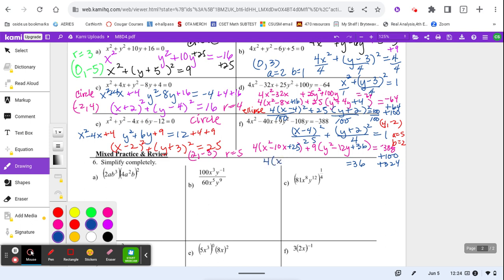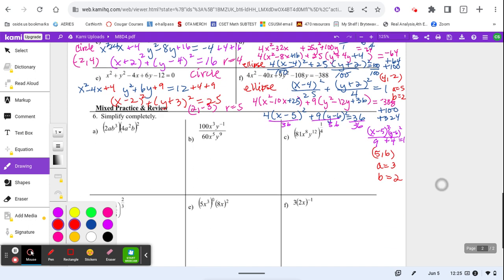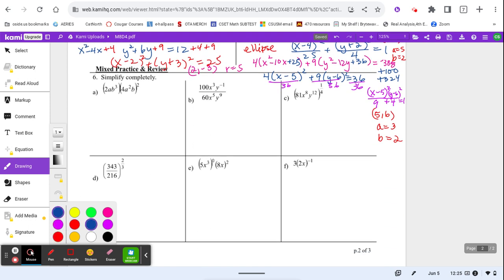And so we get 4x minus 5 squared perfect, 9y minus 6 squared perfect. And then to get rid of that 36, we're going to be left with x minus 5 squared over 9, y minus 6 squared over 4 equals 1. I now see that it's an ellipse with the center at 5, 6, and an A of 3 and a B of 2. Woo, look at the work on those ones. All right, are you starting to get better at picking those out?